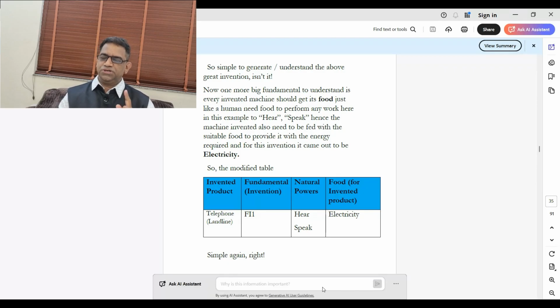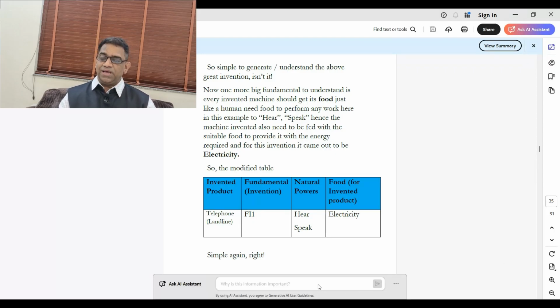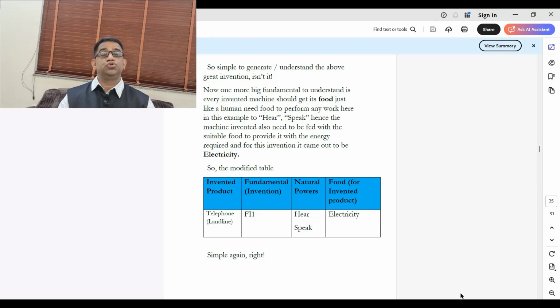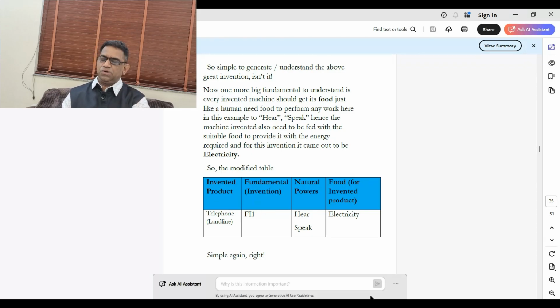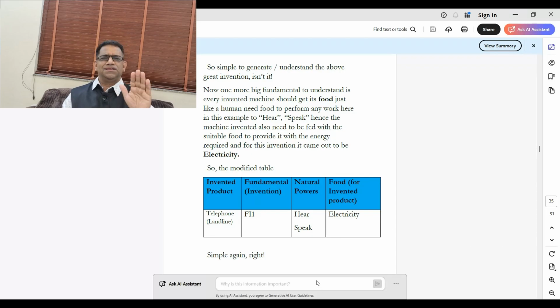Hence the machine invented also needs to be fed with suitable food to provide it with the energy required, and for this invention it came out to be electricity, direct electricity to the landline telephone. So in the modified table you can see the invented product is the telephone, the fundamental is FI1, the natural power based on which it is invented is speak, and the food for this invented product is electricity, direct. Fantastic, simple again, right? Excellent. Now let's move to invention number 2.